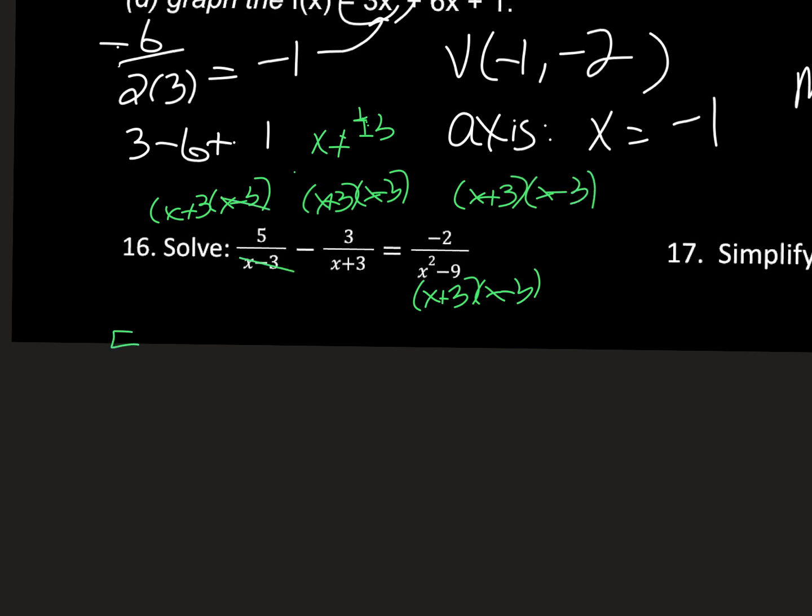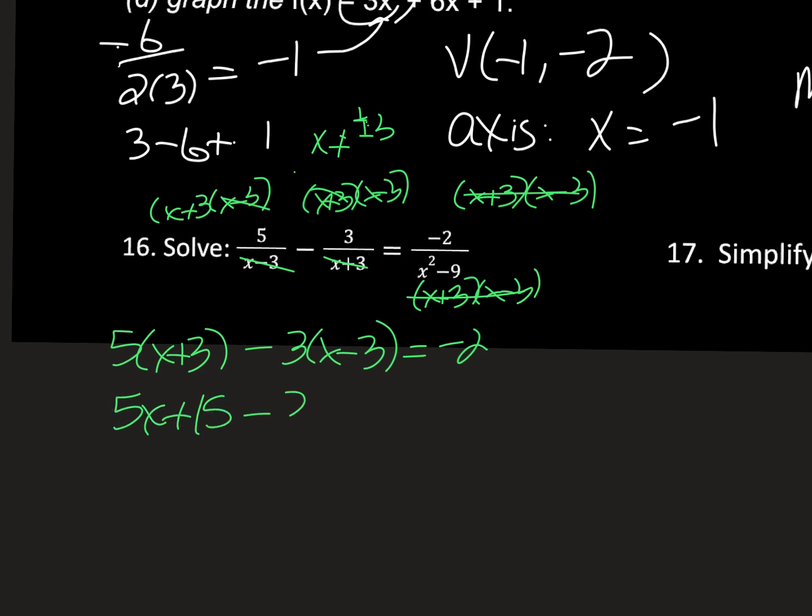That leaves 5 times the x plus 3. Minus over here, the x plus 3 is canceled. Leaves a negative 3 times the x minus 3. And over here, everything cancels. It just leaves negative 2. That's a simple equation to solve. Distribute the 5. Distribute the negative 3. And it equals negative 2.